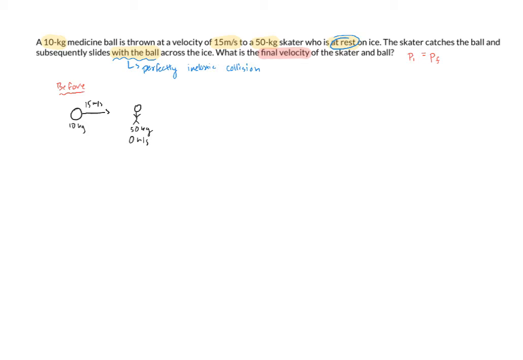And I'm going to go ahead and draw a line down the middle of the page and draw my after picture. So after, I have my skater and my medicine ball. And my skater is still 50 kilograms. My medicine ball is still 10 kilograms. And they are moving together with a final velocity that we are trying to find. So that, again, is our unknown in the problem.